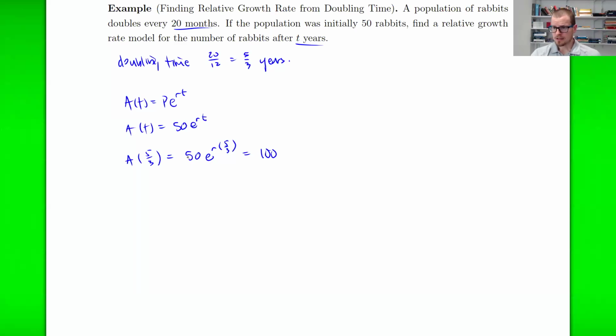All right, divide both sides of our equality here by 50 to get e to the r times 5/3 is equal to 2. And now we have an exponential equation, so we can just rewrite in logarithmic form. The natural log of 2 is equal to r times 5/3. Multiplied by 3/5, we get 3/5 times the natural log of 2 is equal to the relative growth rate.